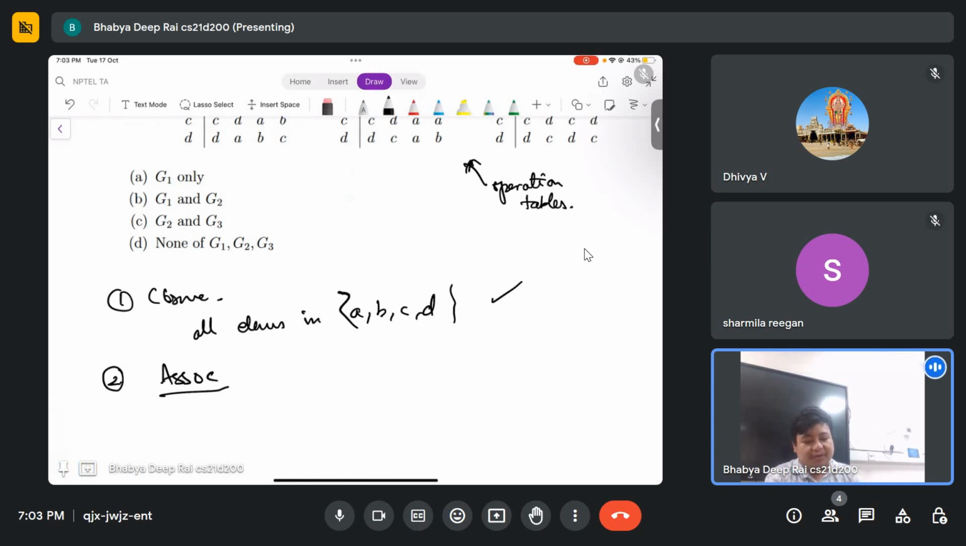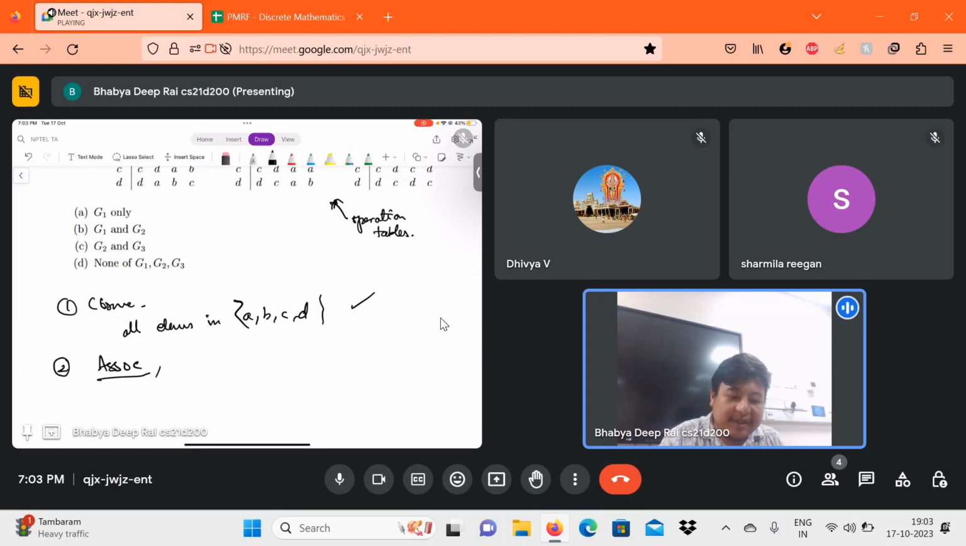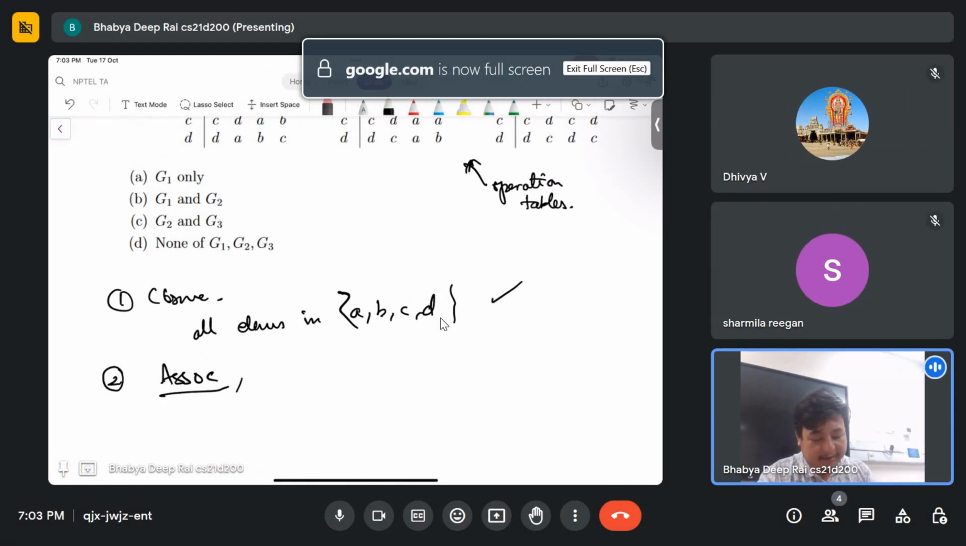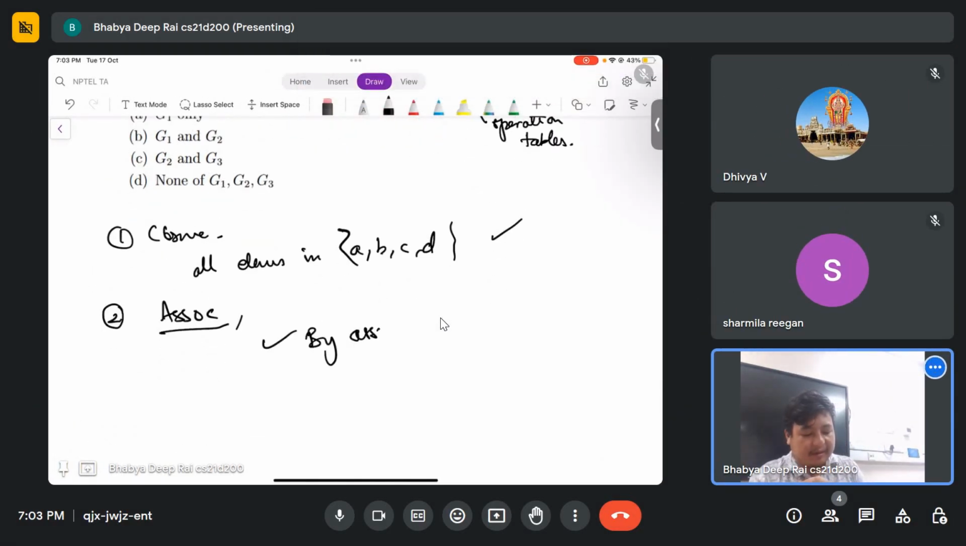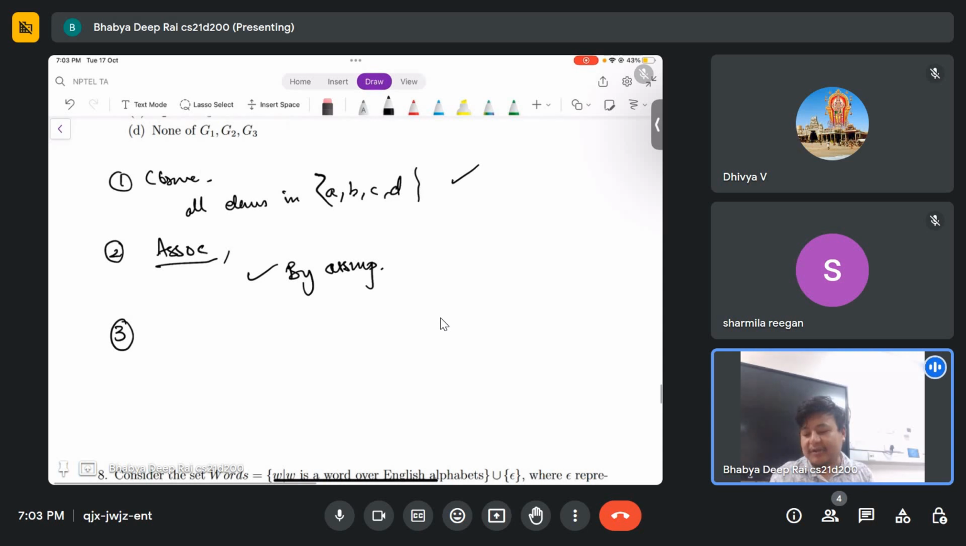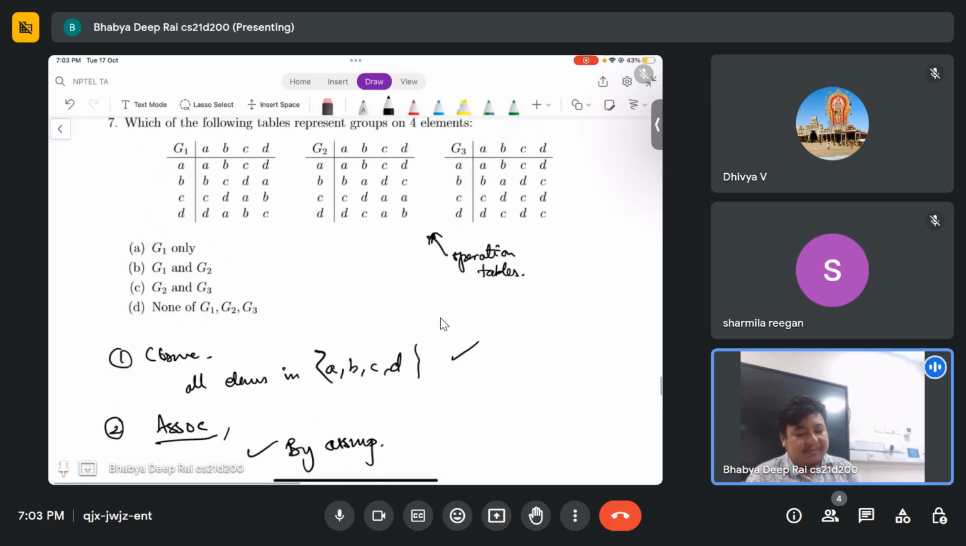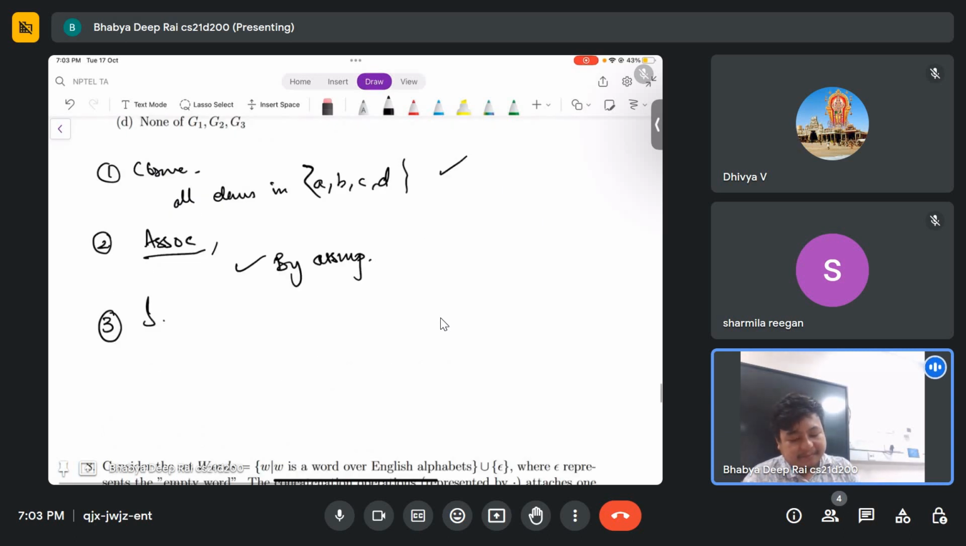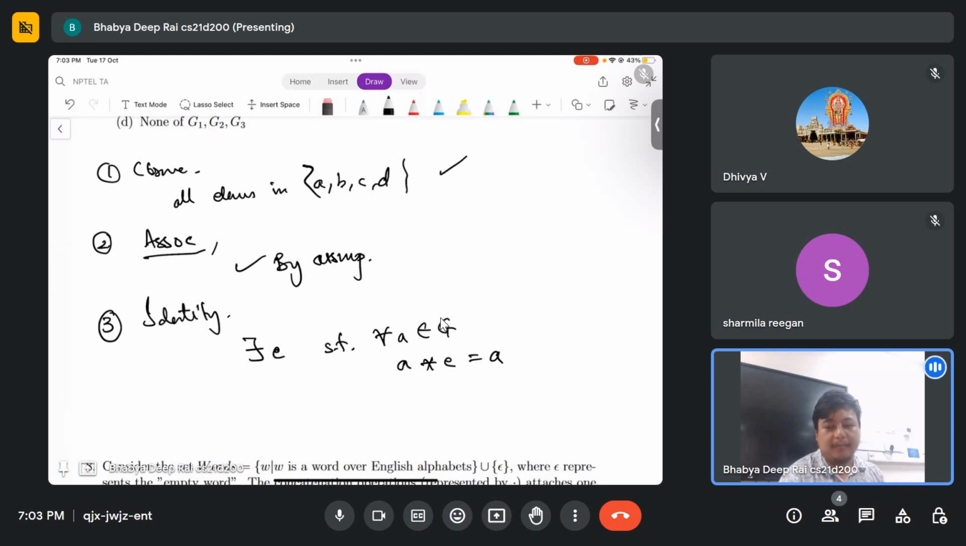But as I've told you, associativity is usually assumed. By assumption, in most cases, associativity is always holding unless otherwise mentioned. And the third property is identity. Now, what was the definition of identity? There should exist an element E such that for all A in G, if I multiply it with the identity element, I get the same element again. This is what it means.